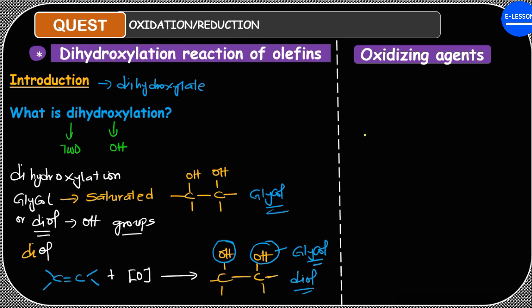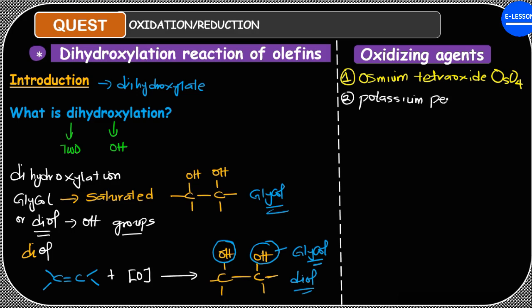The first one is osmium tetraoxide, which is OsO4. And then the second reagent is potassium permanganate, or you can call it KMnO4. Potassium permanganate has been a very good oxidizing agent that we've been looking at since, KMnO4.